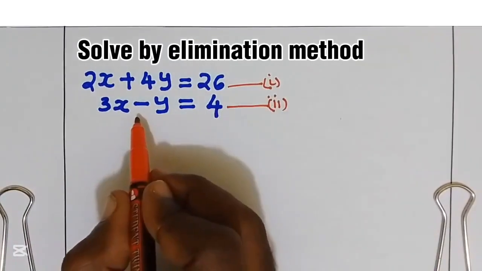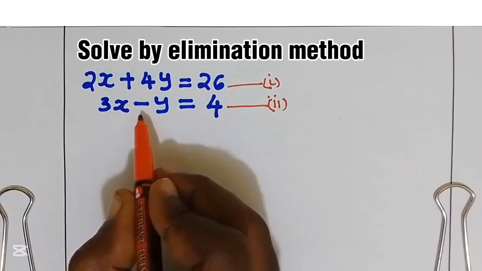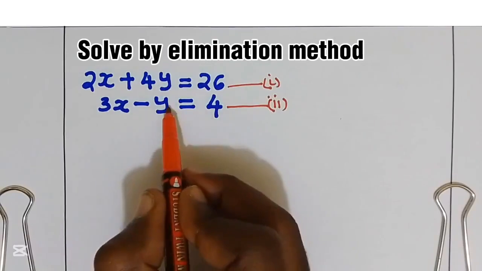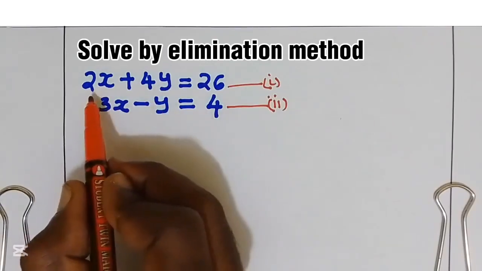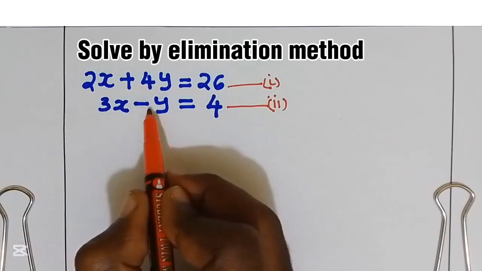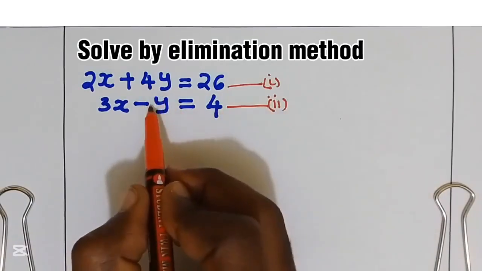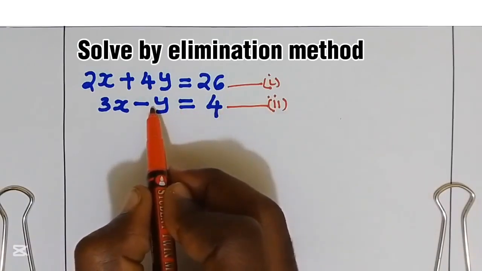In elimination method, we are going to eliminate one of the variables. In this case, I'm going to eliminate y and solve for x. To eliminate y, I need to make the coefficient of y equal. So I'm going to multiply equation number 2 by 4 so as to make the coefficient of y 4.